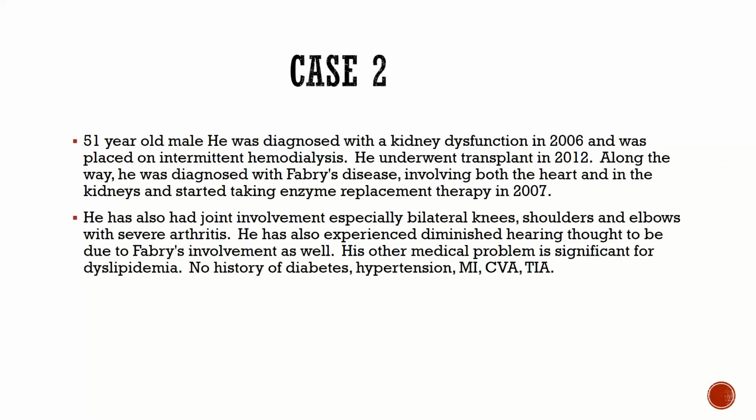This is a 51-year-old male who was diagnosed with kidney dysfunction in 2006 and was placed on intermittent hemodialysis. He underwent a renal transplant in 2012. Along the way, he was diagnosed with Fabry disease, involving both the heart and the kidneys, and he started taking enzyme replacement therapy in 2007.